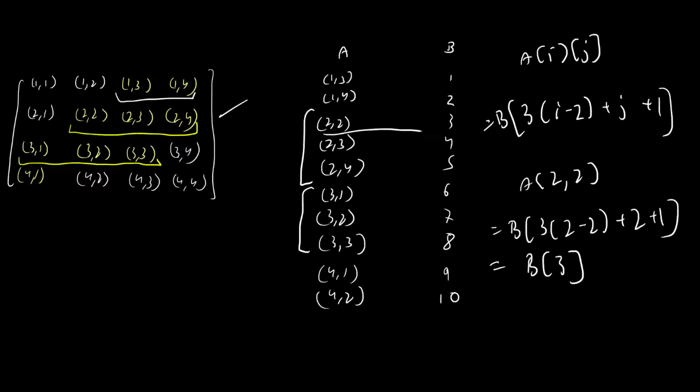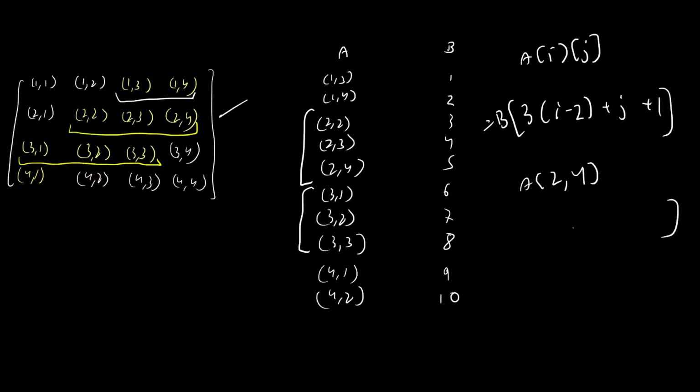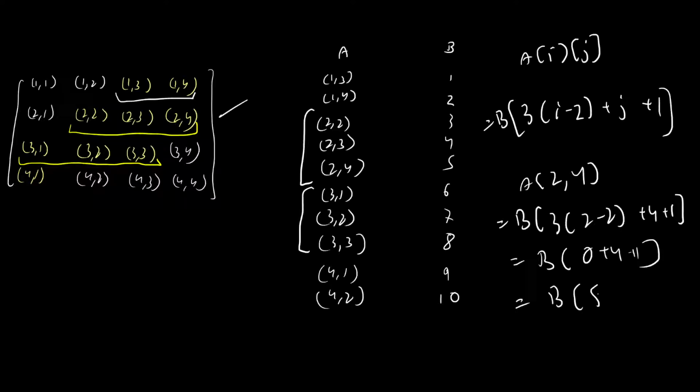Alright, so with this value I've derived a formula and checked the value. Now it should be correct for a2 comma 3 and 2 comma 4. Checking for a2 comma 4, that would be b, 3 times 2 minus 2 plus 4 plus 1 equals b 0 plus 4 plus 1 equals b5, which is indeed correct, for 2 comma 4 we got 5.